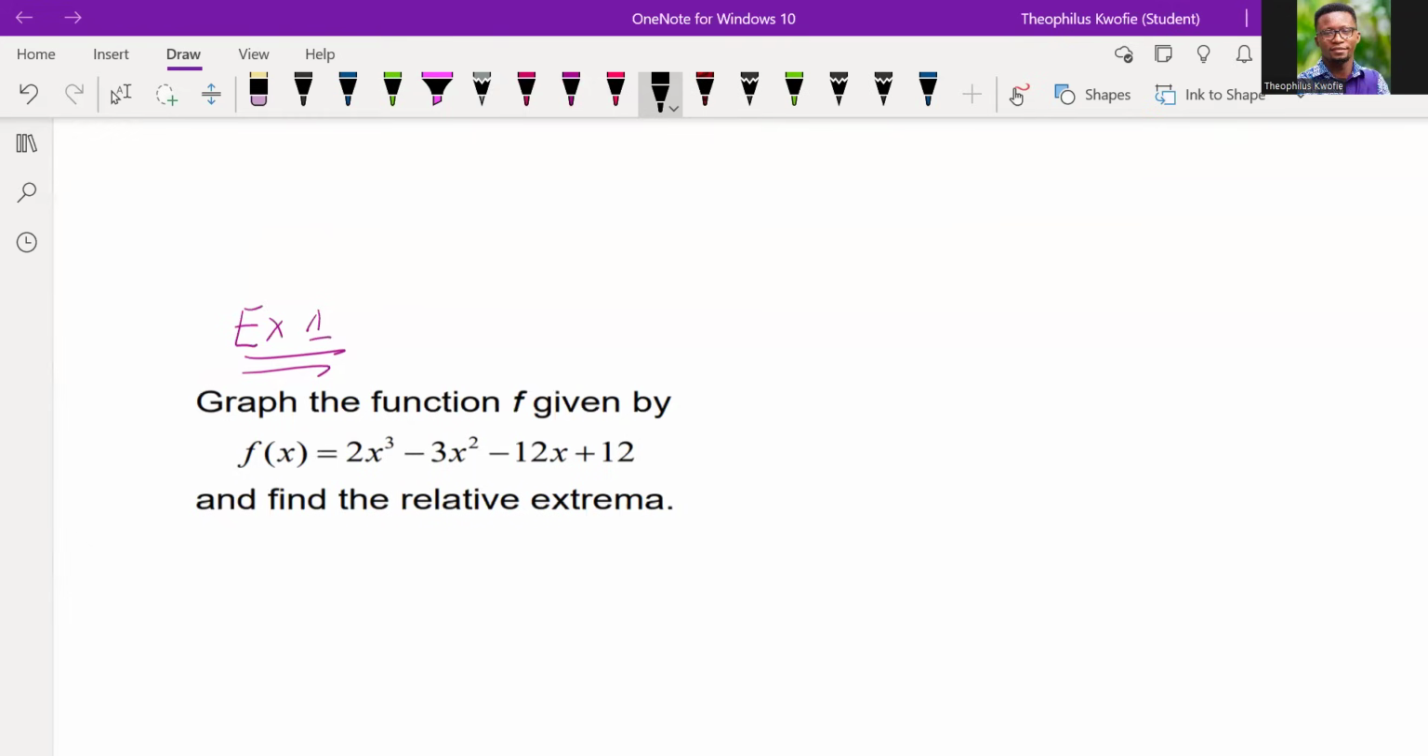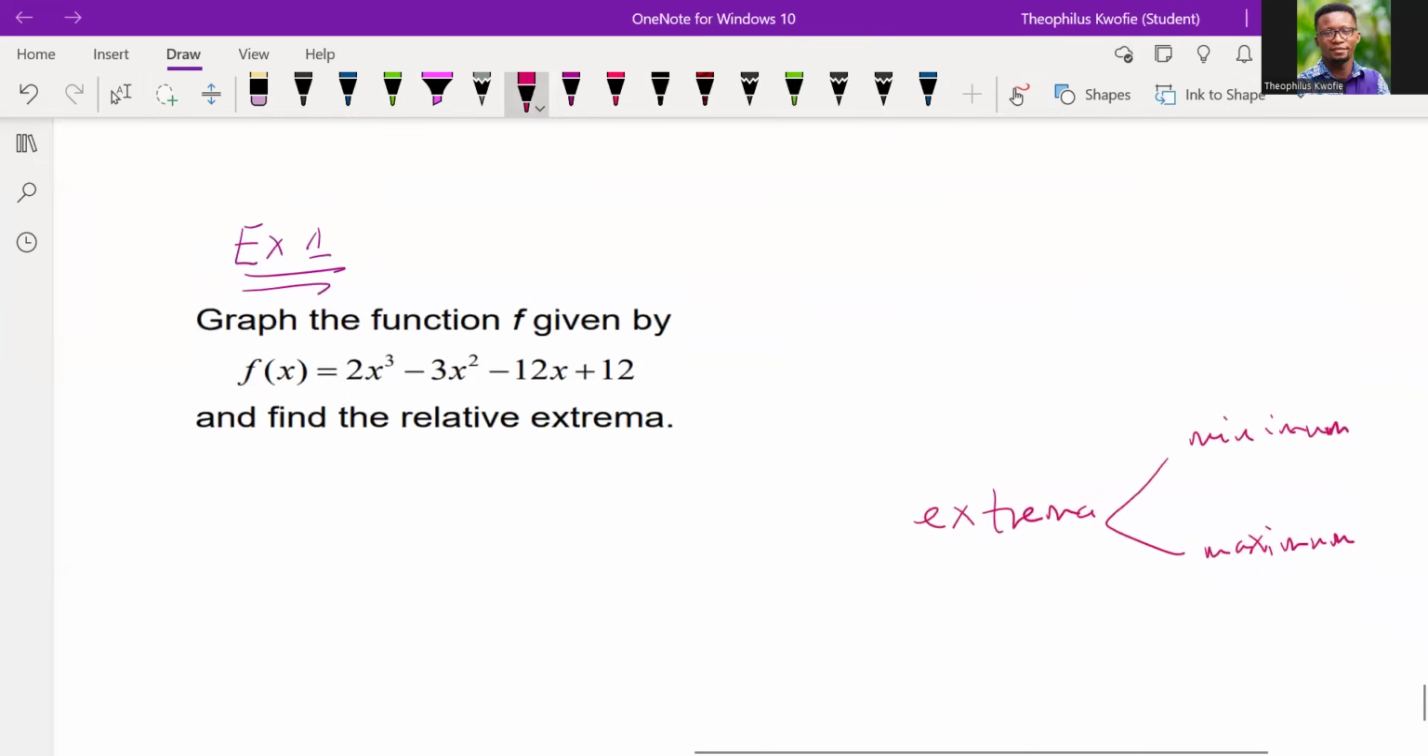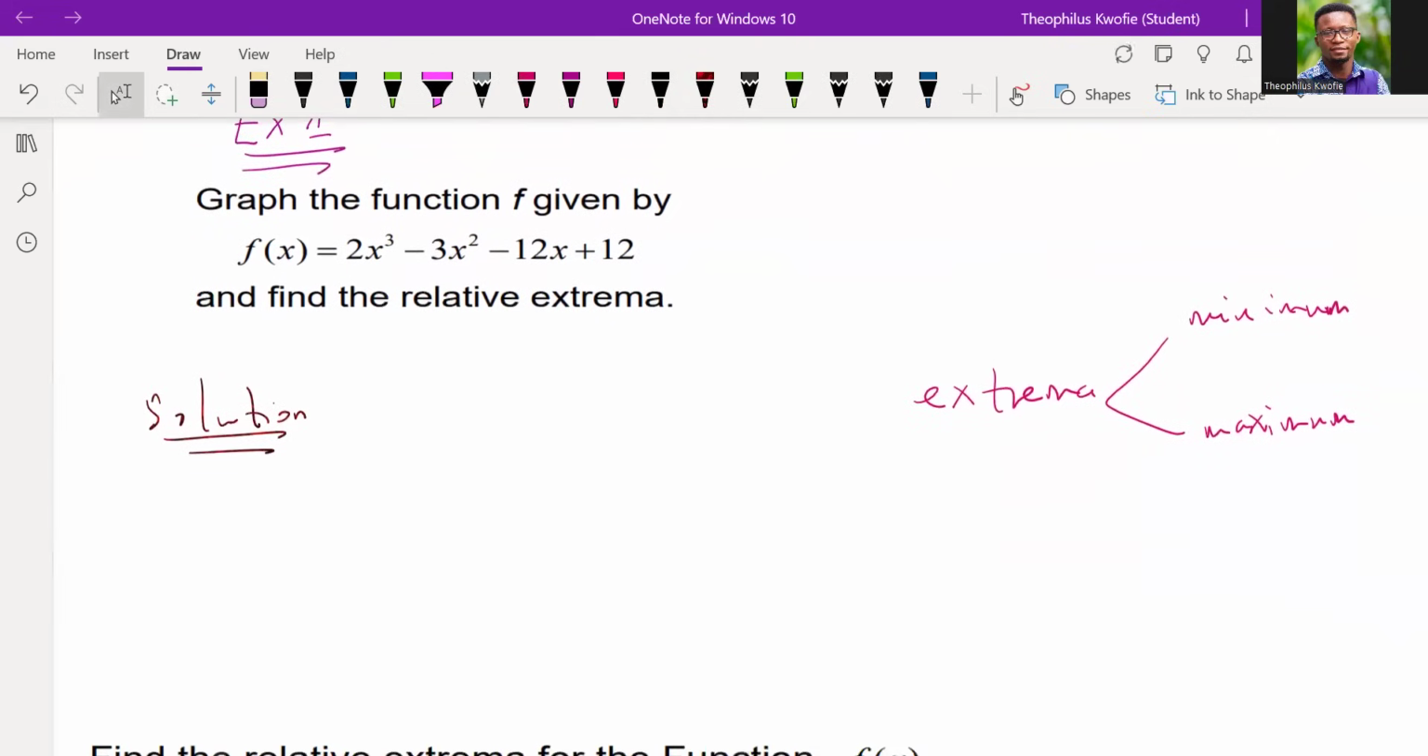So when you say relative extrema, what comes to mind? So the word extrema relates to minimum and maximum. So please, let's take note. And when I say extrema, I mean to say minimum and then the maximum. I want you to take note of that. So let's go to how best we can solve this particular problem. All right. So we are given this function.